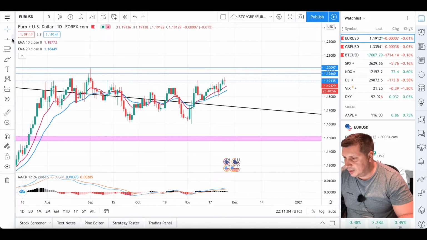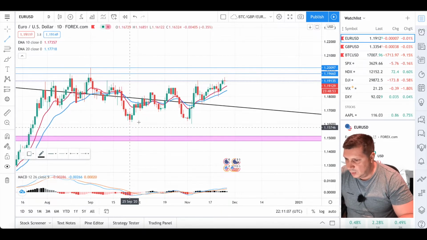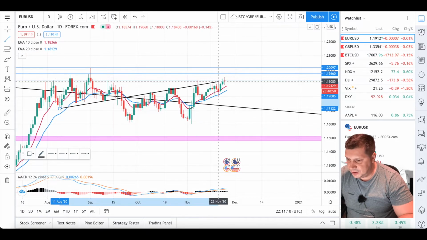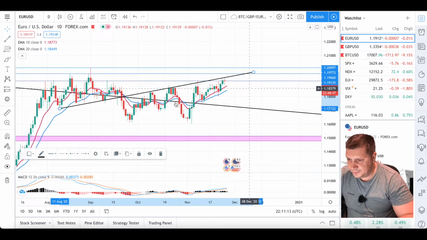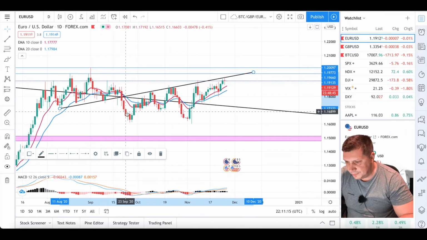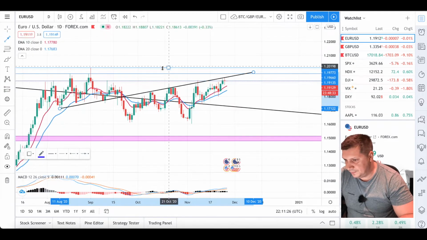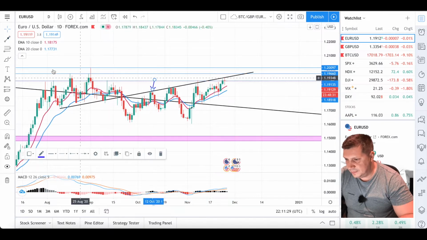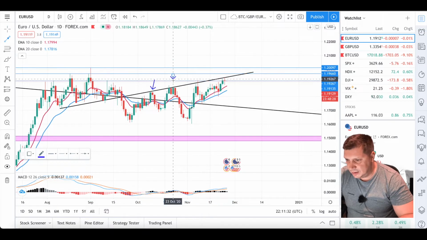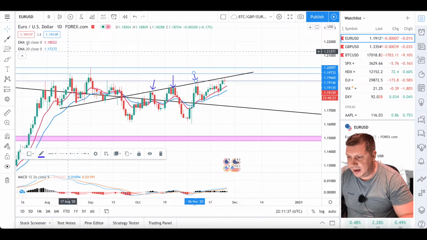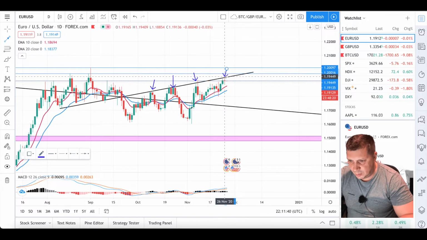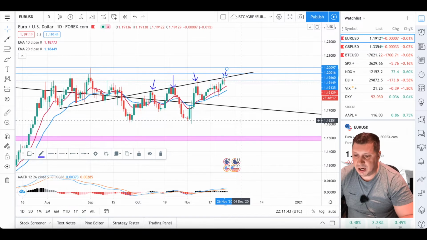There are also a couple of support lines here. One goes all the way from here, and you can see that we broke it in September, and then we tried to break it up several times, and it always pushes us down. We can see it right here. We can also see it right here, and we can also see it right here. And now we came to this area, which most possibly will push us down.